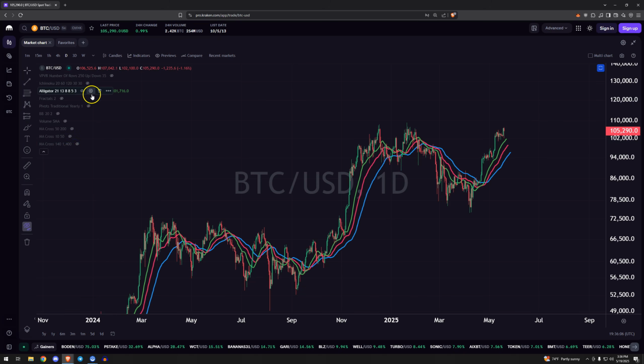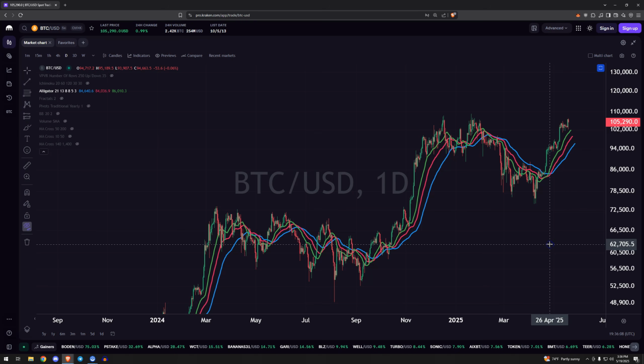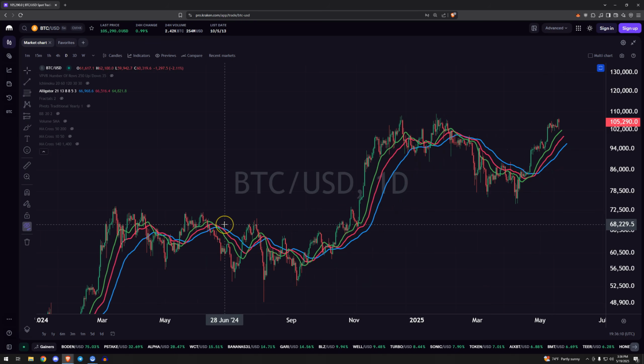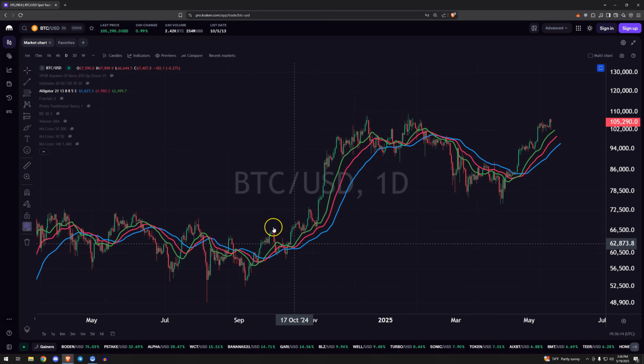I'll also throw in the alligator. I don't talk about this one too much, but all this one is a series of moving averages. It's just 3 moving averages. Same deal. Price above is bullish, below bearish. You want a bull cross as an entry signal. So right now, of course, we are all systems go.